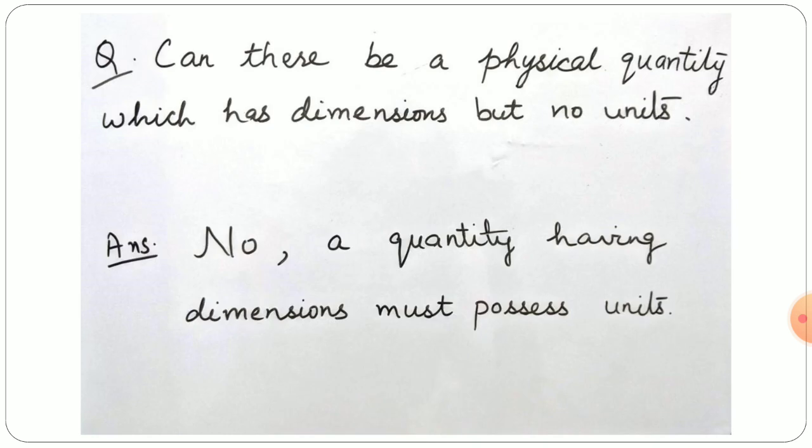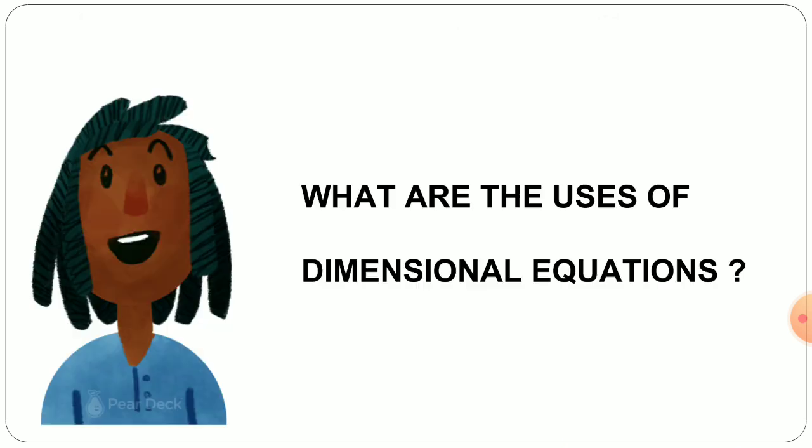So, if a question is asked to you, can there be a physical quantity which has dimensions but no units? Then you must understand that a quantity having dimensions must possess units also.